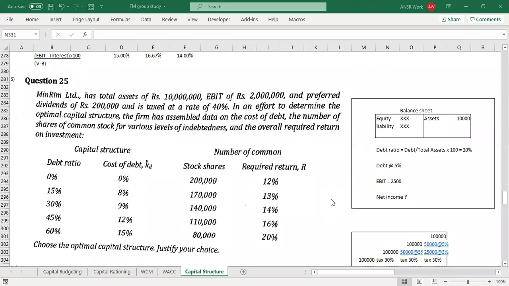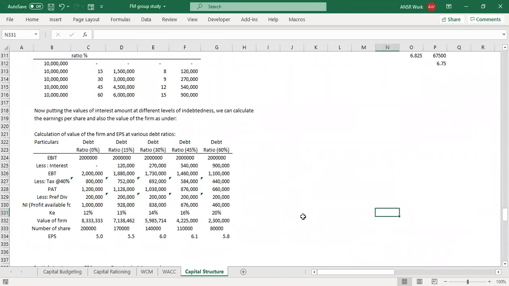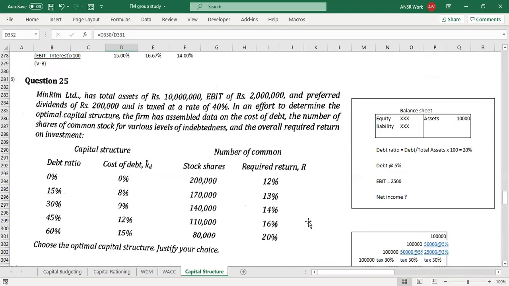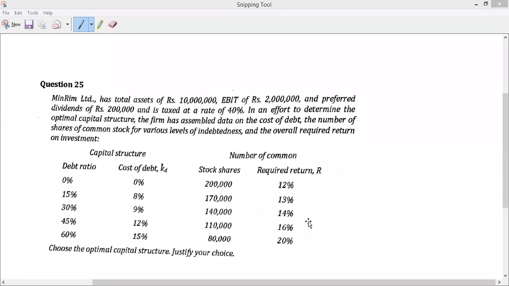Dheeraj, for the second one, is the value of firm 86.76? Give me 1 second. I might have made a mistake also. I've actually not calculated. I'll just simply calculate right away. Give me 1 minute. Okay, sure.